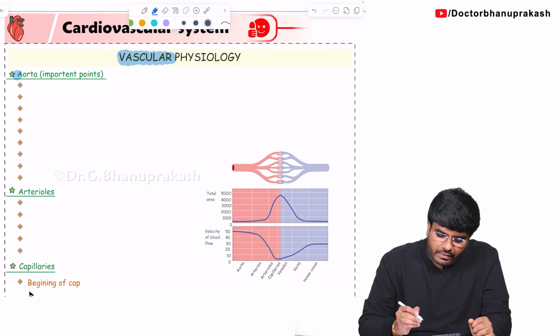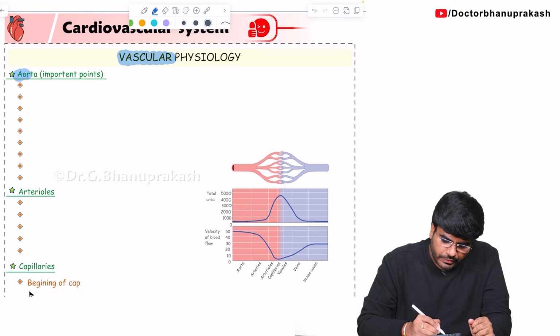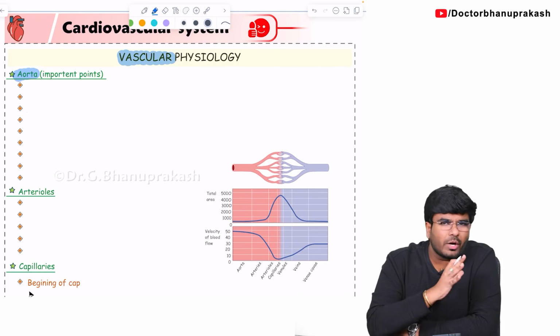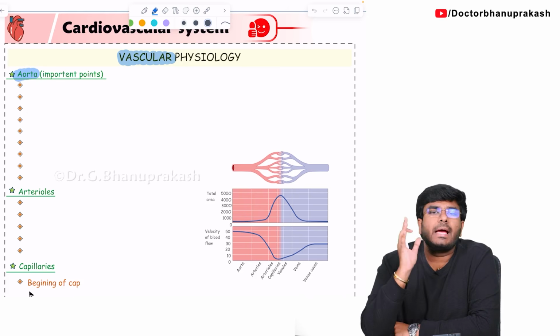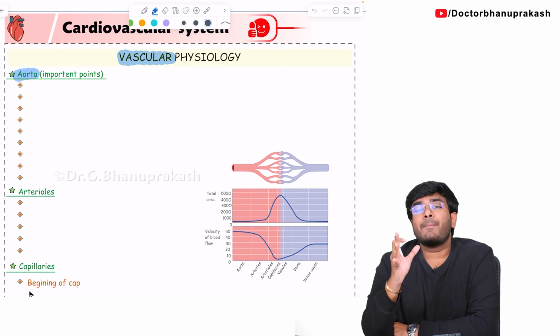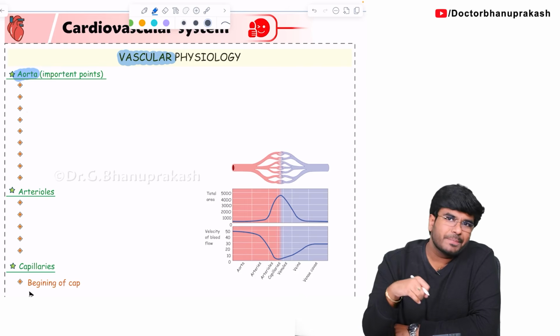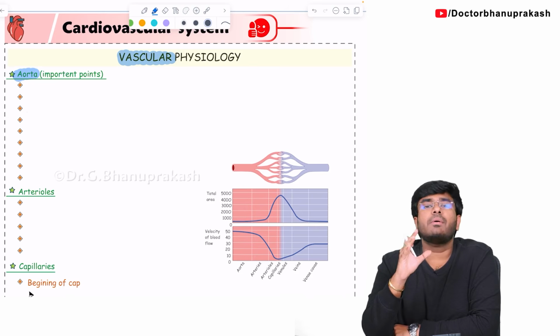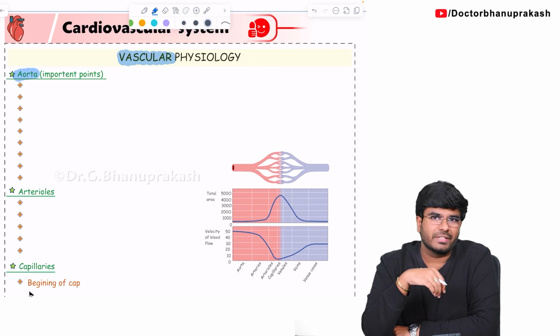So let's begin our topic with the aorta. Regarding the aorta, what are the important points that you should know for your exams? Aorta is a blood vessel which has a maximum Wind-Kessel effect. That's a very important MCQ. Even other blood vessels have the Wind-Kessel effect, but aorta has the maximum.